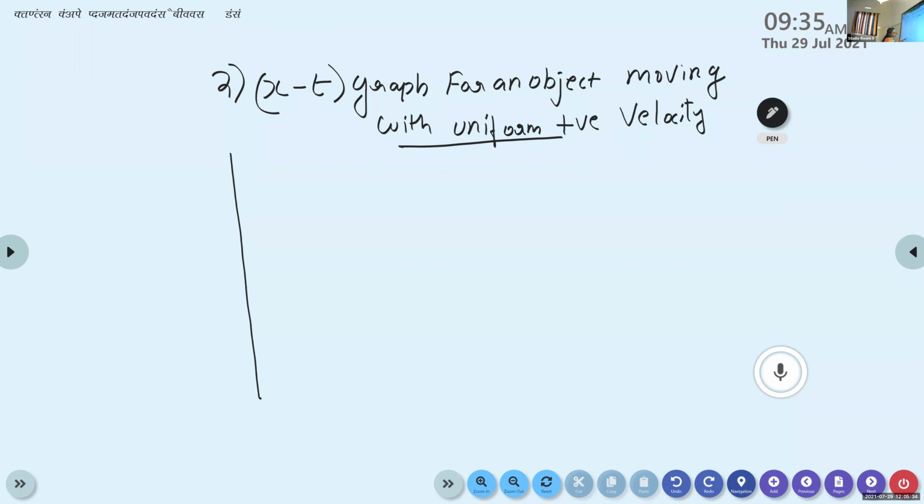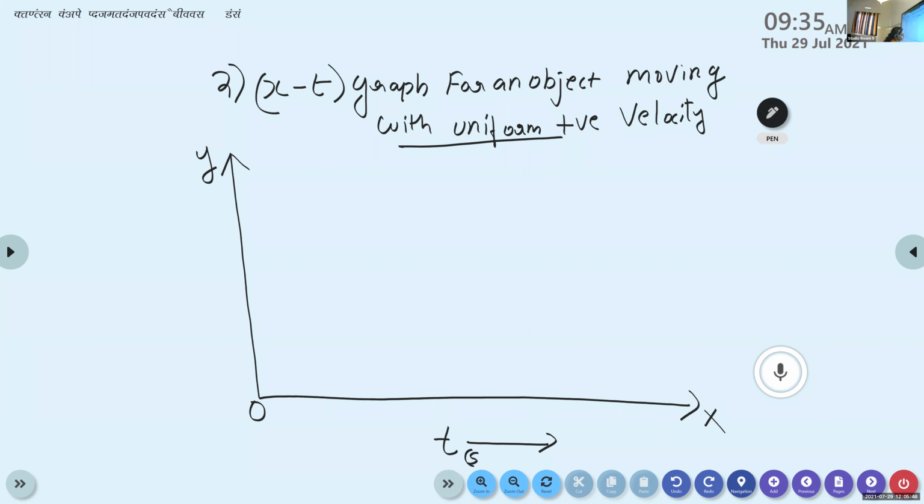So the first step, draw the axis. Here we have the x-axis and the y-axis. As we told, the time is always taken along the x-axis, time in seconds, and position in meter is always taken along the y-axis. XT graph for an object moving with a uniform positive velocity.